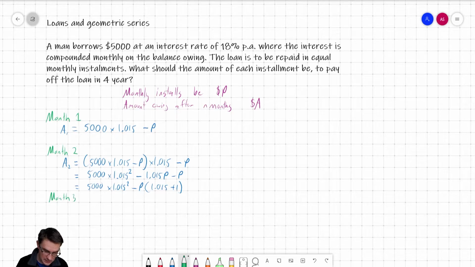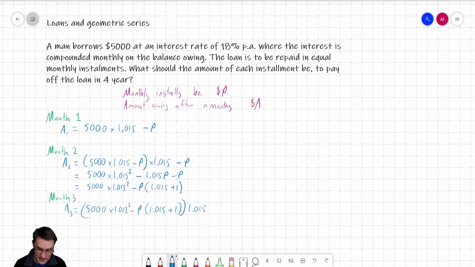So let's go further. Let's look at month 3 now. As we look at month 3, we need to involve what we had at the end of month 2, which is going to be 5,000 times 1.015 squared minus P of (1.015 plus 1). And now we've got brackets all around that. We need to times that by 1.015, and then minus the payment at the end of that. Now, again, we need to rearrange this. So I'm going to expand all the brackets first. I'm going to have 5,000 times 1.015 to the power of 3 now. Then I'm going to have the next part.